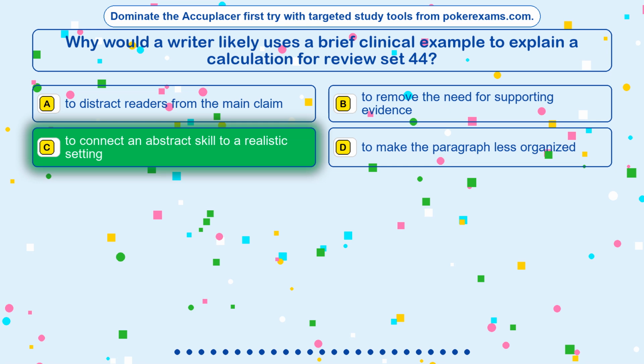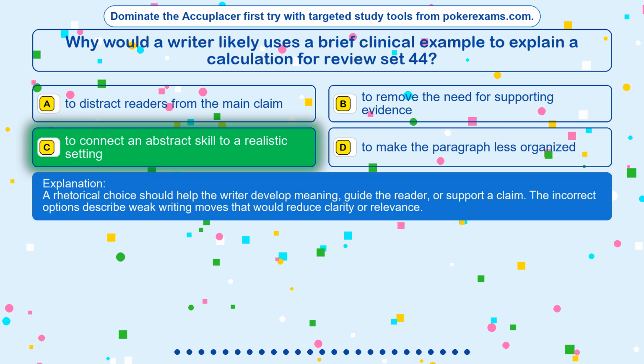The correct answer is option C, to connect an abstract skill to a realistic setting. A rhetorical choice should help the writer develop meaning, guide the reader, or support a claim. The incorrect options describe weak writing moves that would reduce clarity or relevance.